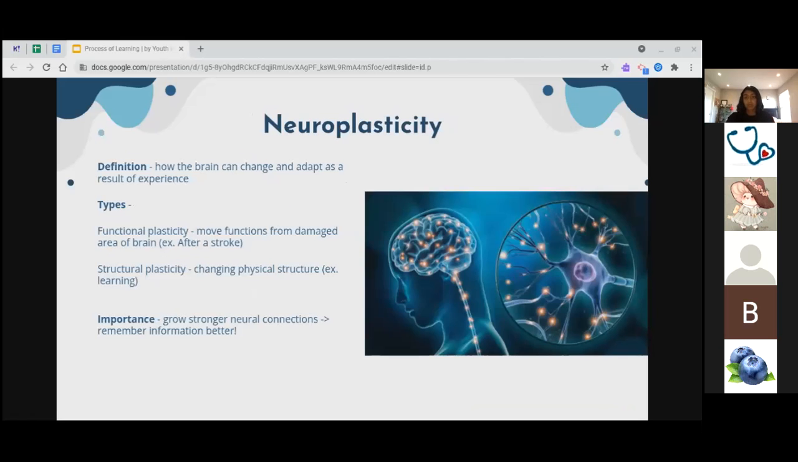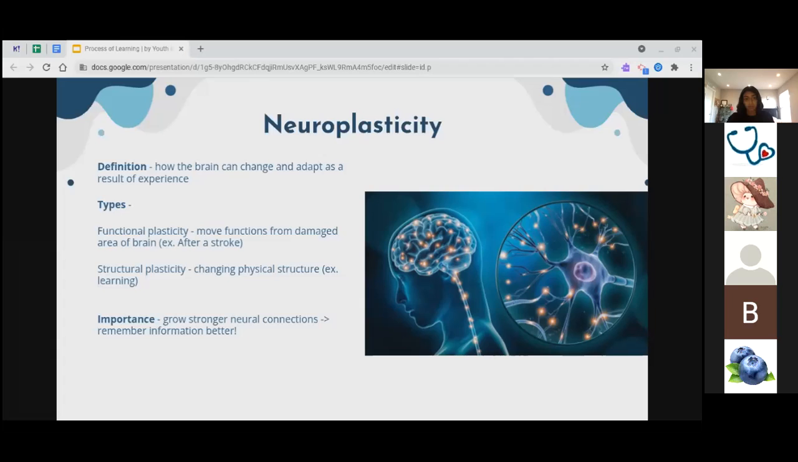We'll now talk about neuroplasticity. By definition, neuroplasticity refers to how the brain can change and adapt as a result of experience. There are two types of neuroplasticity, functional and structural. Functional plasticity is the brain's ability to move functions from a damaged area of the brain to other undamaged areas. Whereas structural plasticity is the brain's ability to change its physical structure as a result of learning.